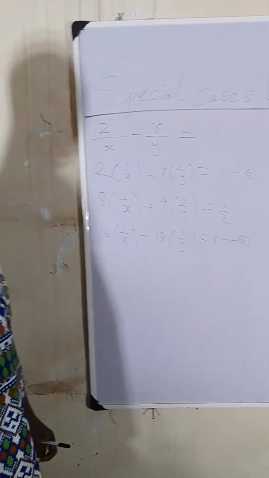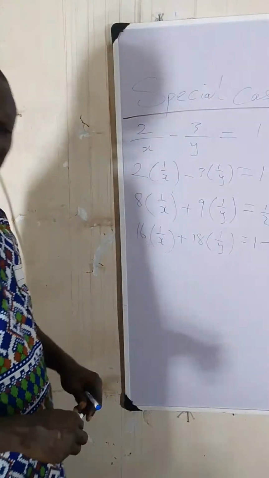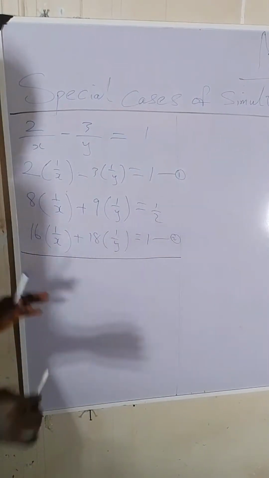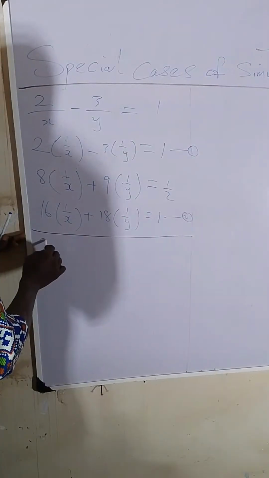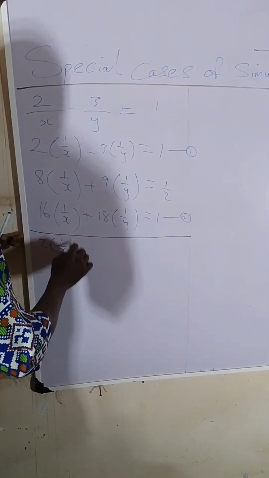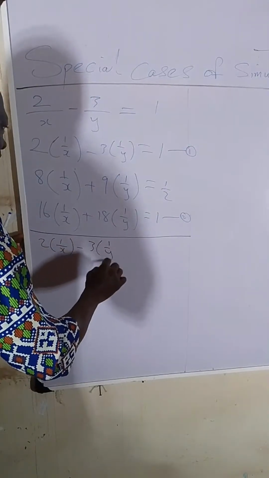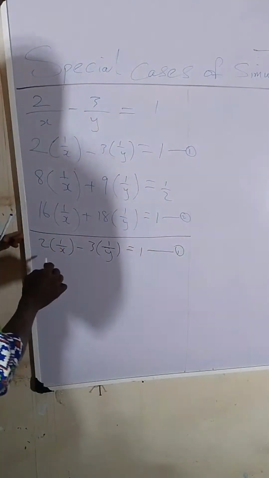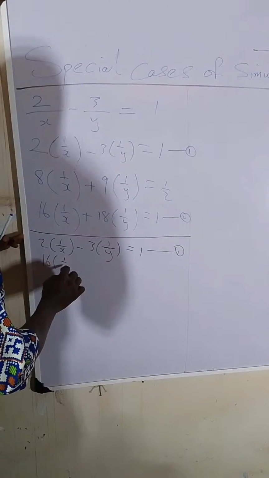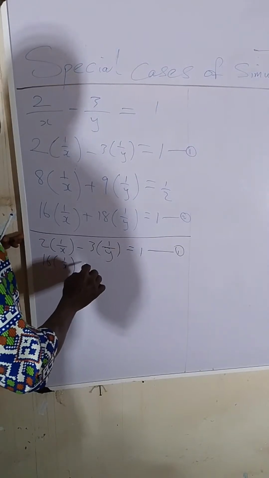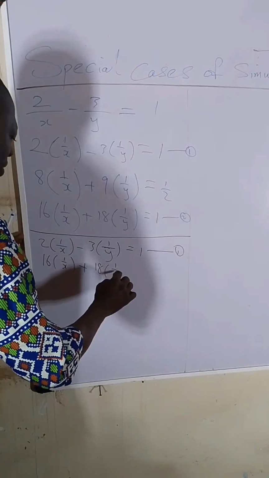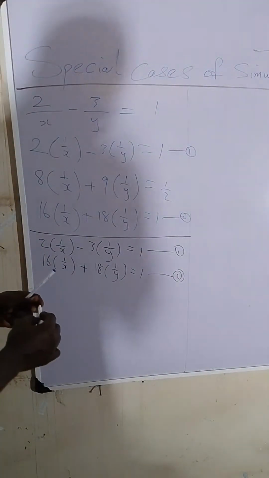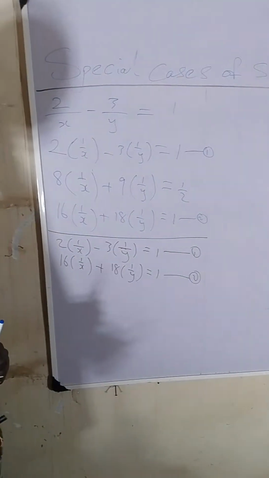All right. From what we have here, let us make sure that we separate the equations. So I will be looking at it to check exactly what we should do. Equations now becomes 2 into 1 over x minus 3 into 1 over y is equal to 1 as equation number 1. And 16 into 1 over x plus 18 into 1 over y is equal to 1 again, and call this equation 2. So what we should ask ourselves is, do we have equal coefficient?